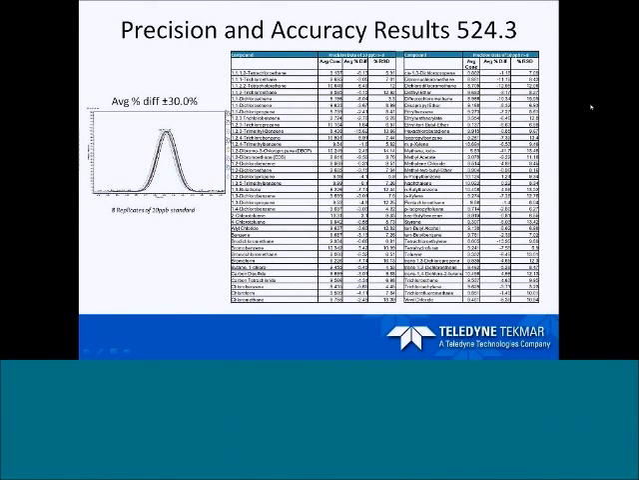And here's the precision and accuracy study that we did for 524.3. We did a midpoint calibration, which was a 10 ppb standard, run in 8 replicates. For this, you had to get between 7 and 13 ppb average concentration to get that plus or minus 30% average percent difference. As you can see, all the compounds passed this precision and accuracy study.